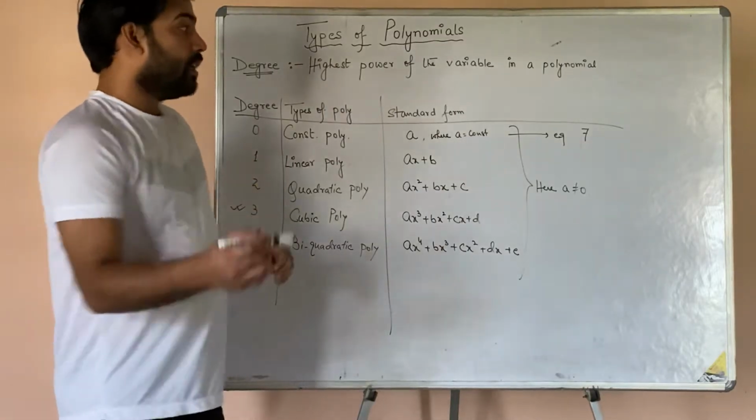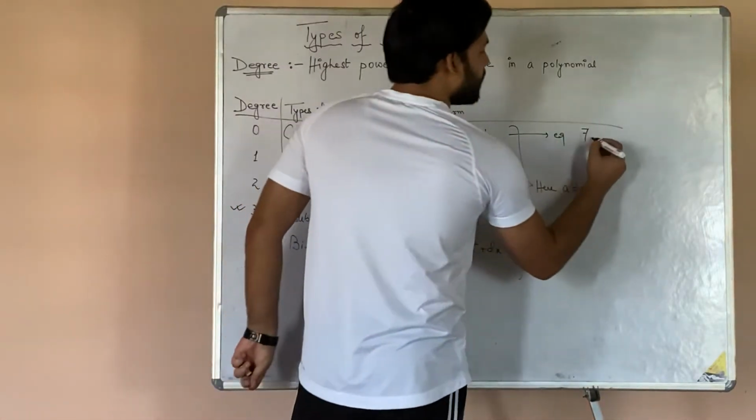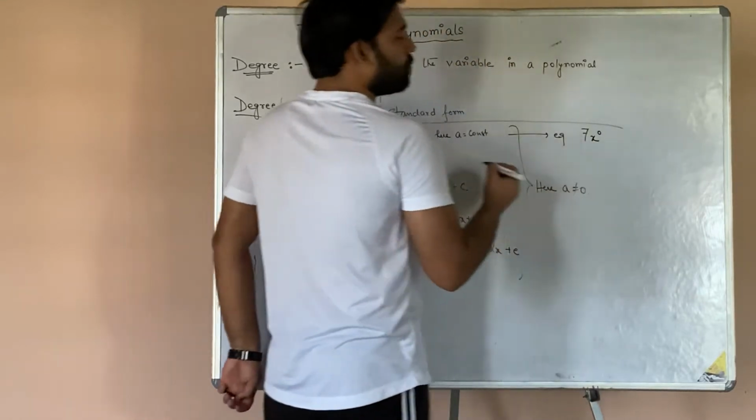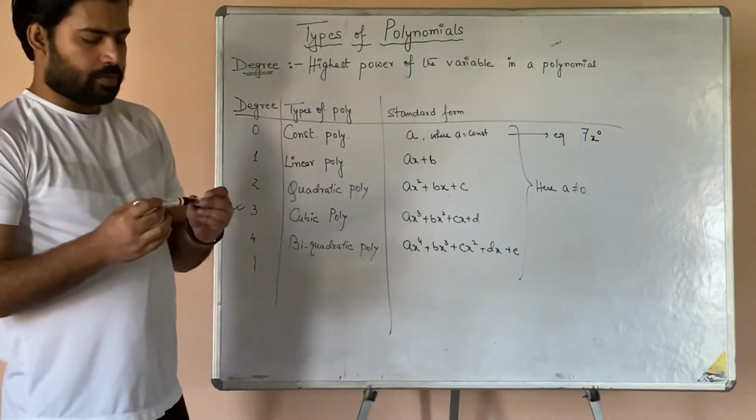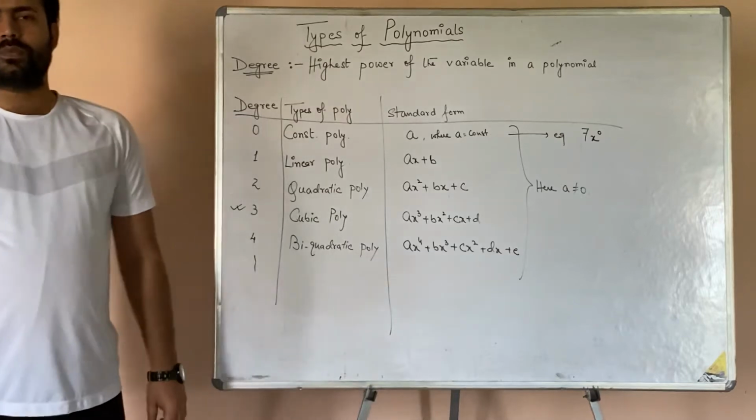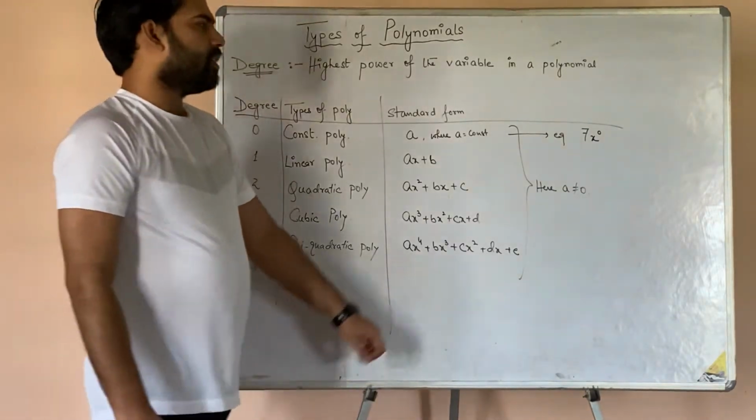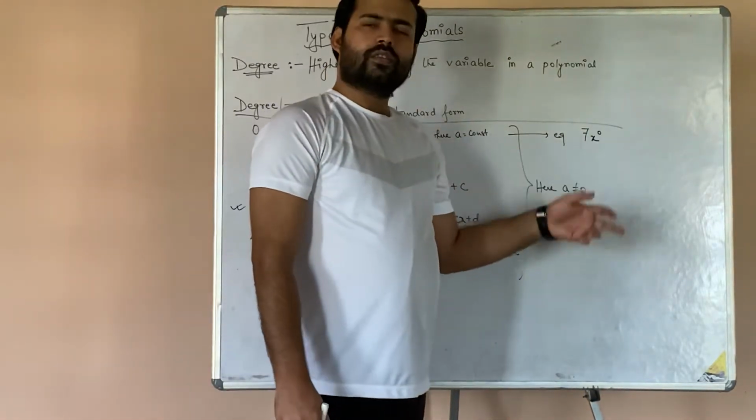So for those students, I can write it down in this form: 7x to the power 0. x to the power 0, anything to the power 0 is always basically 1. So 7x to the power 0, so that means what?